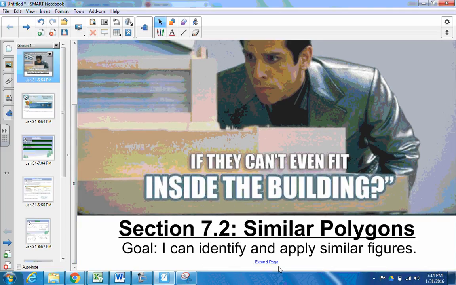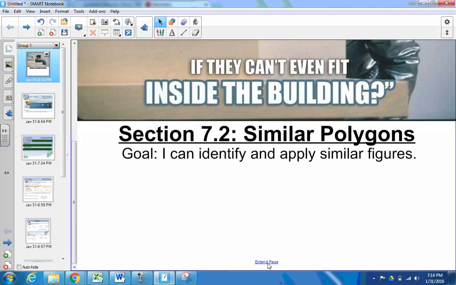But that's what we're doing in this section 7.2, about similar polygons. Focusing on the goal: I can identify and apply similar figures. In other words, we're dealing with scale models. So that's the goal for today.